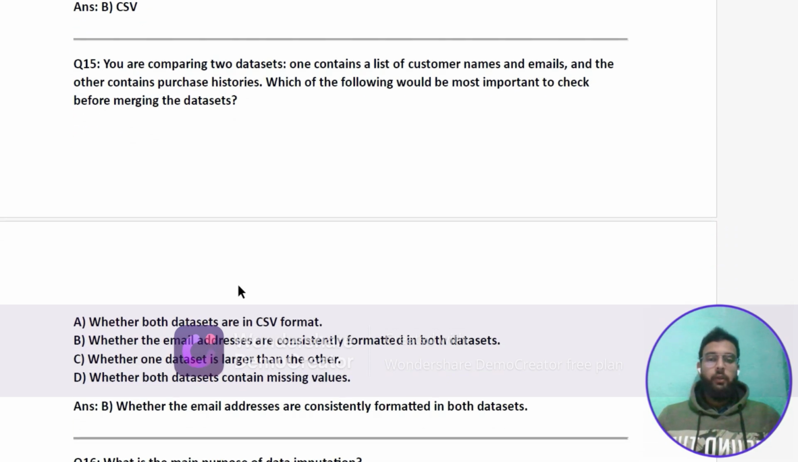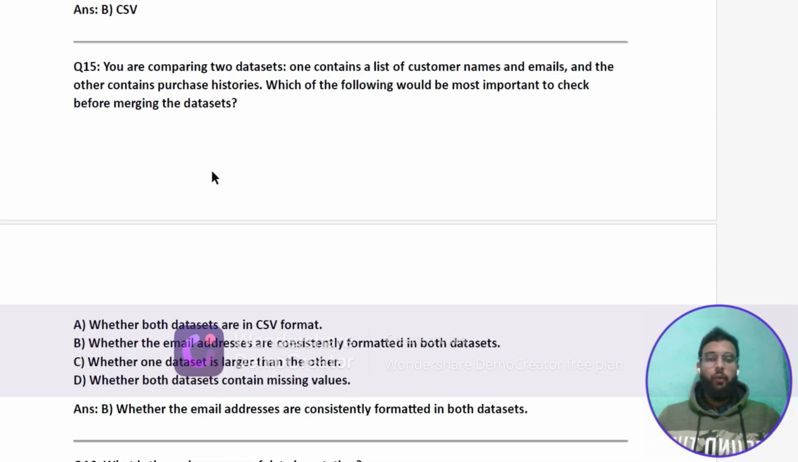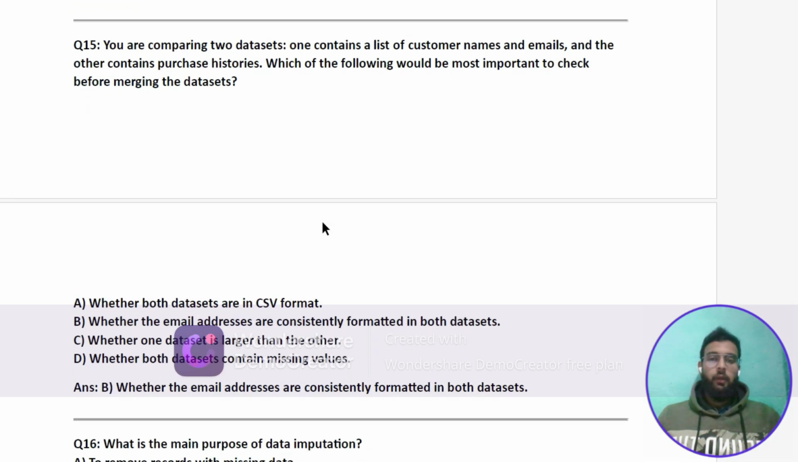So our 15th question is, you are comparing two data sets. One contains a list of customer names and emails, and the other contains purchase histories. Which of the following would be more important to check before merging the datasets? A. Whether both datasets are in CSV format, B. whether the email addresses are consistently formatted in both datasets, C. whether one dataset is larger than the other, or D. Whether both datasets contain missing values.